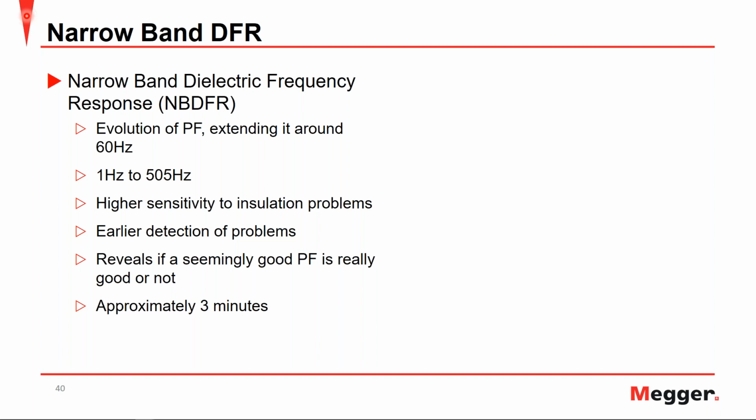So ranging from 1 Hertz to 505 Hertz. And what this causes is higher sensitivity to insulation problems and the ability to detect problems at an earlier stage. Also, if you have a power factor that seems good, but you really don't know, so it's right on the acceptance line, you really don't know what to do at that point, this can provide some more information, and it only adds approximately 3 minutes to the test.